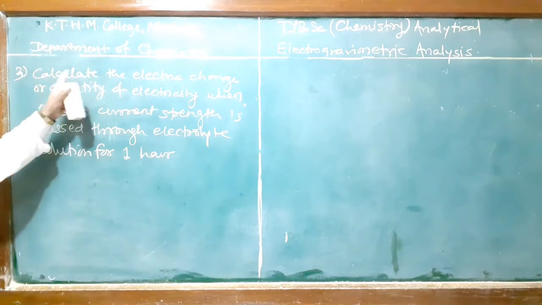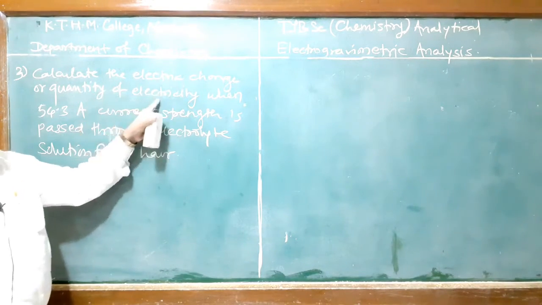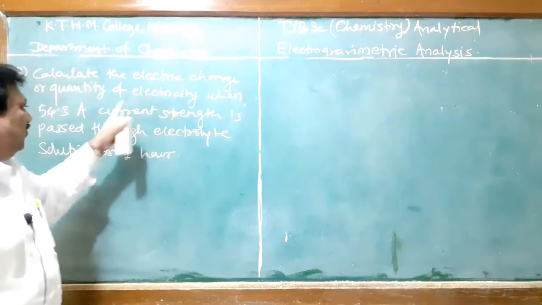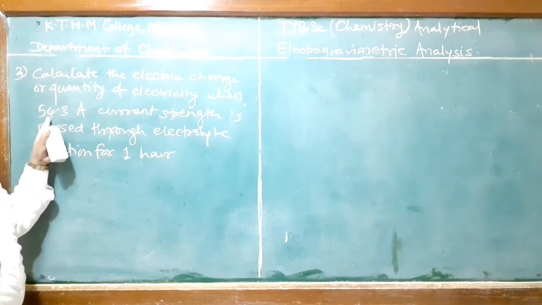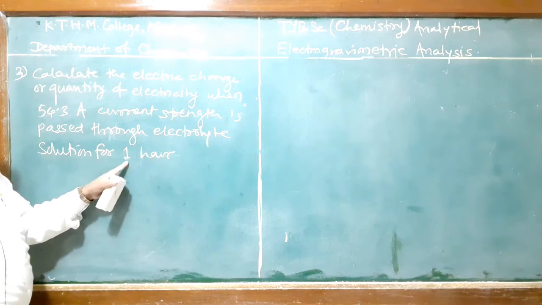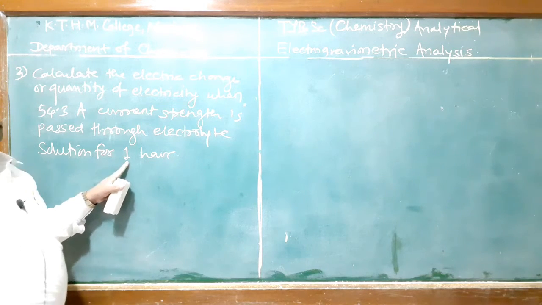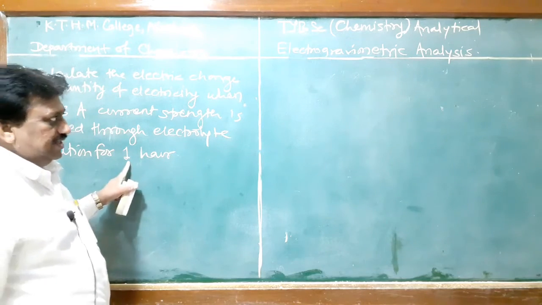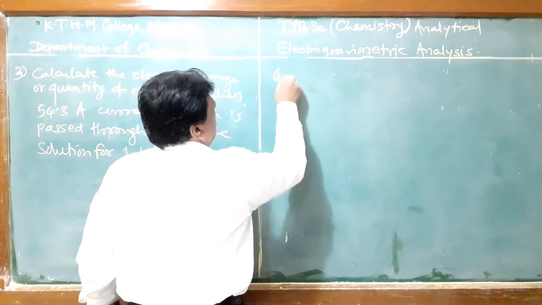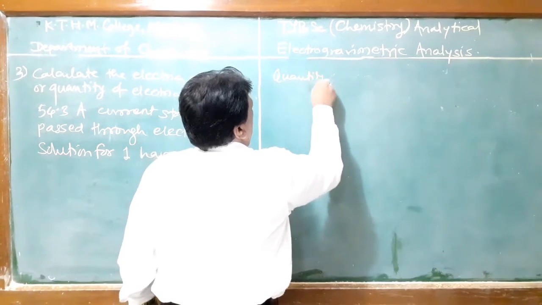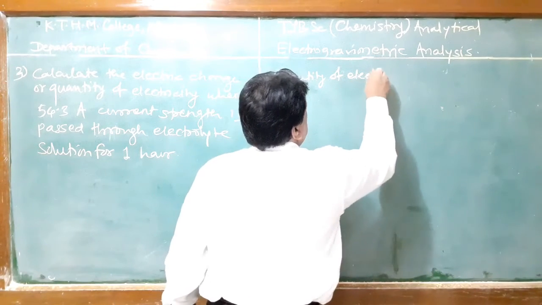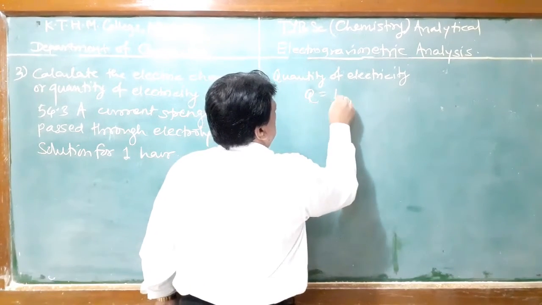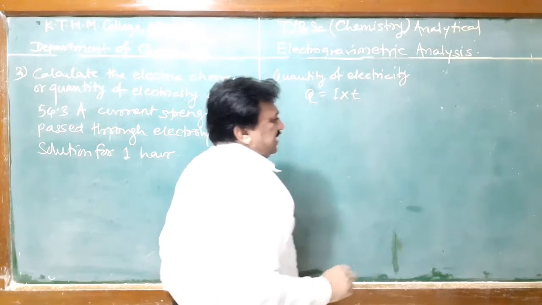Now in this case we have to find out electric charge or quantity of electricity. Generally it is expressed in Faraday or in Coulomb. Therefore here, when current strength of 54.3 ampere is passing for 60 minutes, then we have to find out how much is the quantity of electricity passed through that electrolyte solution. Therefore here, quantity of electricity is given by this equation. Q is equal to current strength in ampere into time in second.